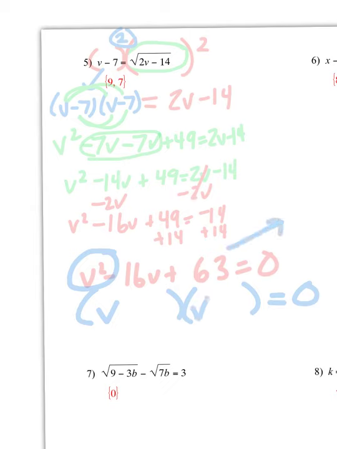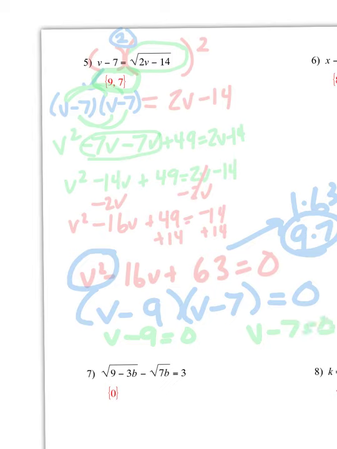Factors of 63, now the ones I can think of are 1 and 63 and 9 and 7. I have to use 9 and 7 because 9 plus 7 is 16. Now 16 right there is negative, so that means they're both going to be negative. Now if you'll look back at the answer is 9 and 7. So to get that answer, you have to take both of these that are in the parentheses and set them equal to 0. So that means you're going to add 9 and add 7, and you're going to get v equals 9 and v equals 7.